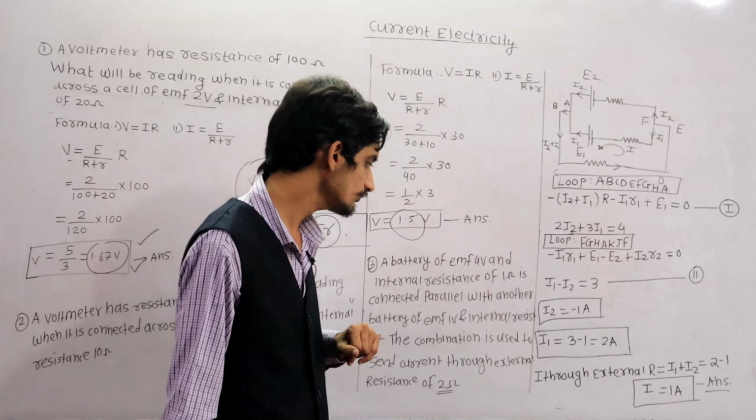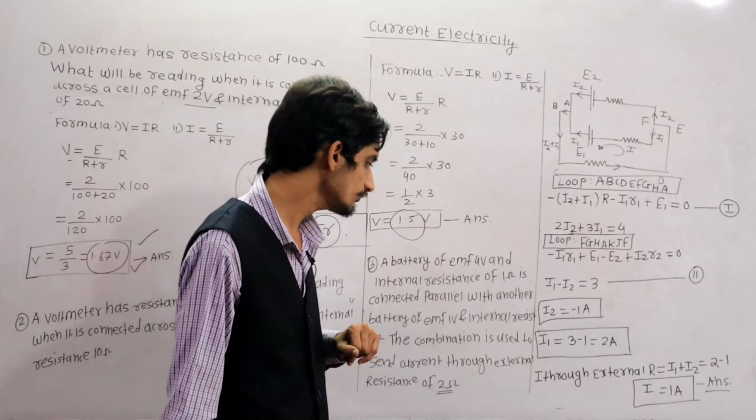In the given problem they have mentioned there is a battery of EMF 4 volt and internal resistance 1 ohm. So you have to draw the 4 volt, 1 ohm. Then another battery of EMF 1 volt and internal resistance also 1 ohm. And the external resistance is 2 ohm, and you have to calculate the total current flowing through that particular external resistance.